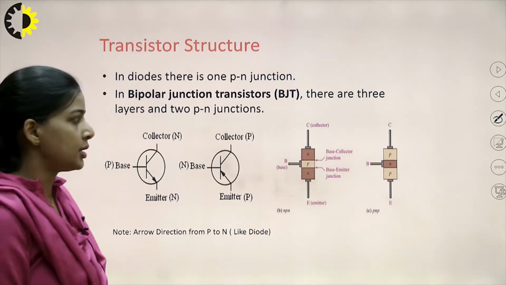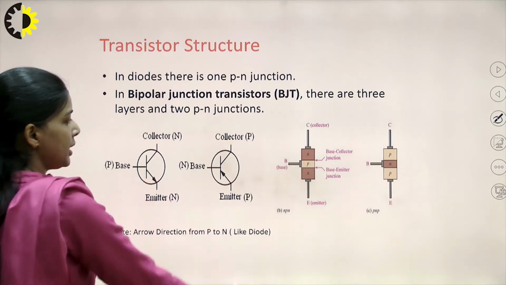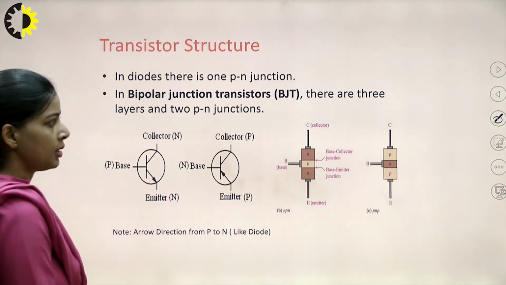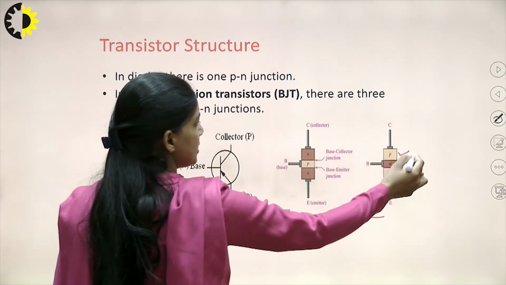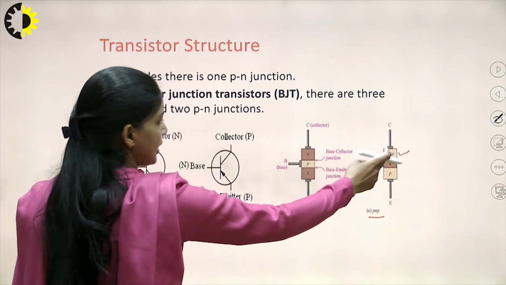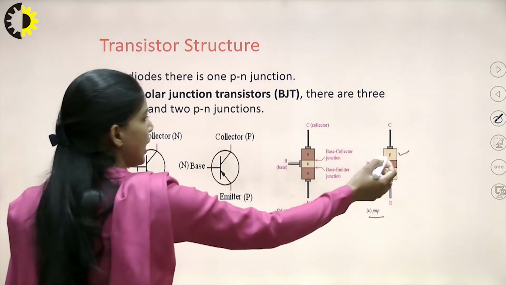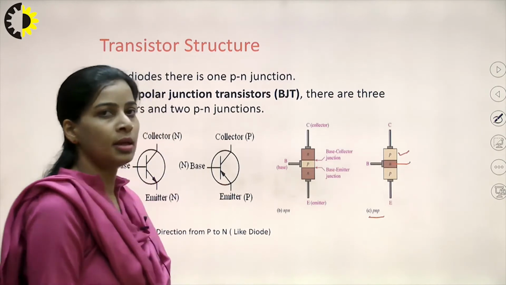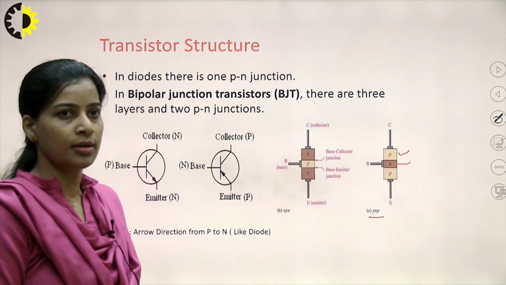So, this is the physical structure of an NPN transistor. We have two N layers and in between we have a P layer, as I told you, and for PNP we have two P layers, one that will act as collector and another that will act as emitter, and in between we have a sandwich layer, that is the base layer for this bipolar junction transistor.